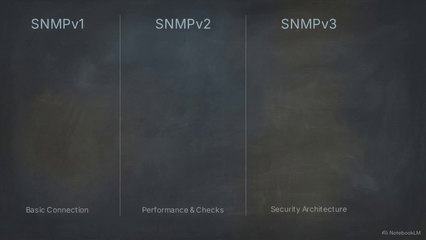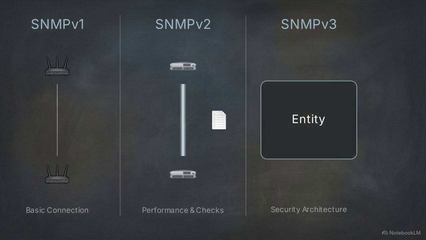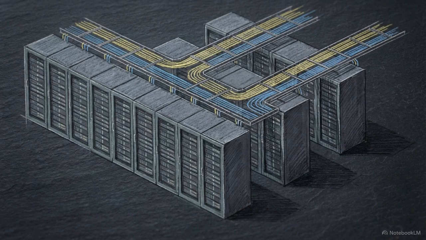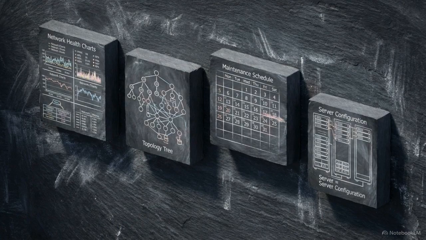Version 3 is the security architecture. It introduced the modular entity structure, dividing operations between the engine and applications to enforce confidentiality, integrity, and authentication. Yet beneath the complexity of the newer versions, the objective remains unchanged. SNMP exists to execute the 4 core network management pillars: operation, administration, maintenance, and provisioning.